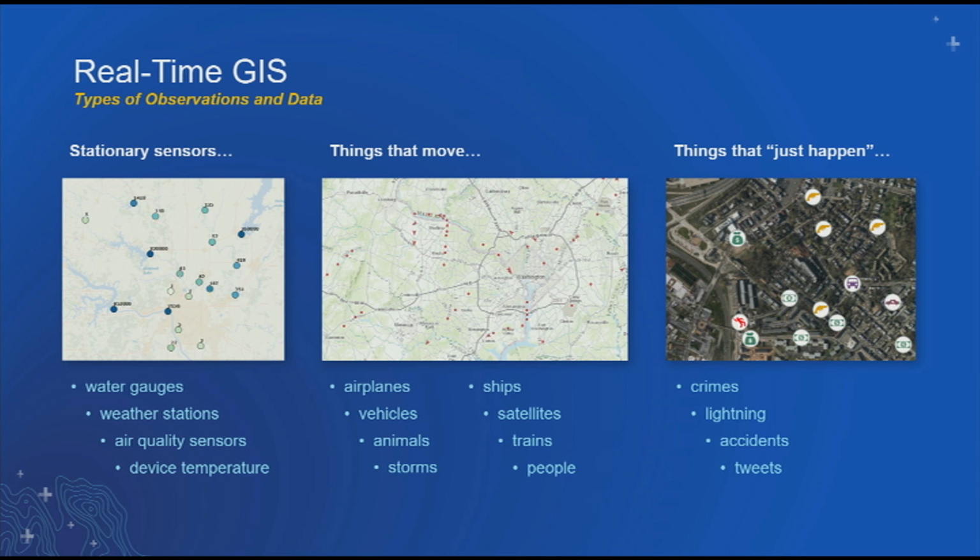And then finally, the one on the left here are fixed assets that change over time. So these are going to be things like stream gauges, weather stations, and that sort of thing. They definitely have a location and a measurement at a certain time that we would want to get on a map.